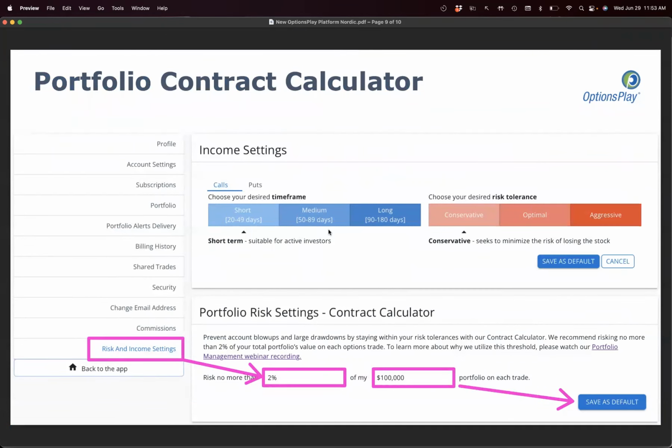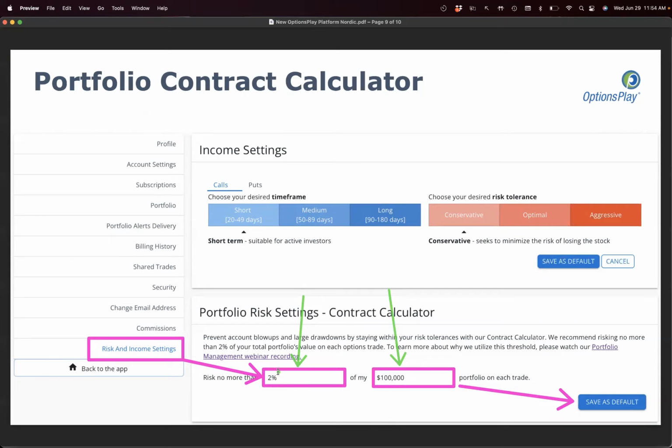And lastly, what I want to show you is a new portfolio contract calculator. This is something that's still in the works, but it will be available when we launch in August. What you can do is you can set how much of your portfolio you're willing to risk and the size of your portfolio. And what we do here is, let's say you have a 100,000 crown portfolio, and let's say you're willing to risk no more than 2% of your account per trade.